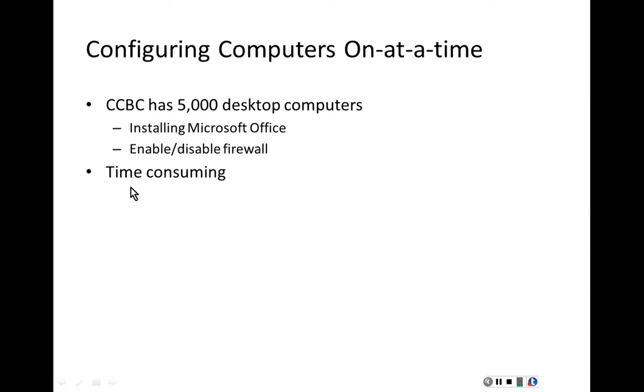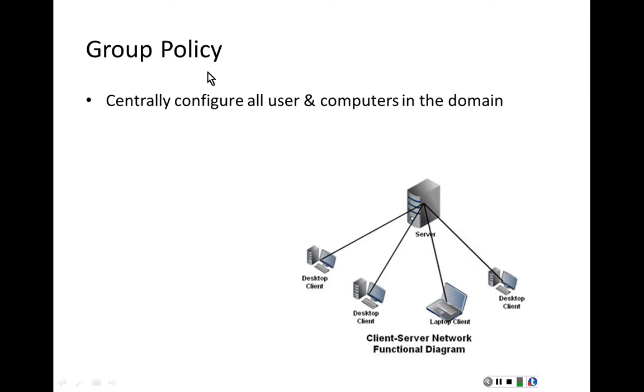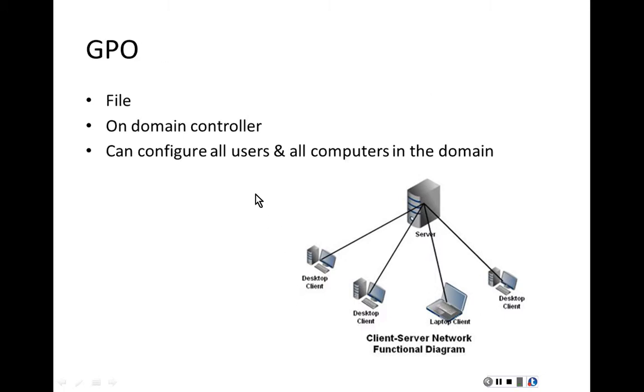This is why we have group policy. Group policy allows us to centrally configure all users and all computers in the domain, so we don't have to walk around to each individual computer to configure it. A group policy object is a file which is located on the domain controller and which applies to all users and computers in the domain.